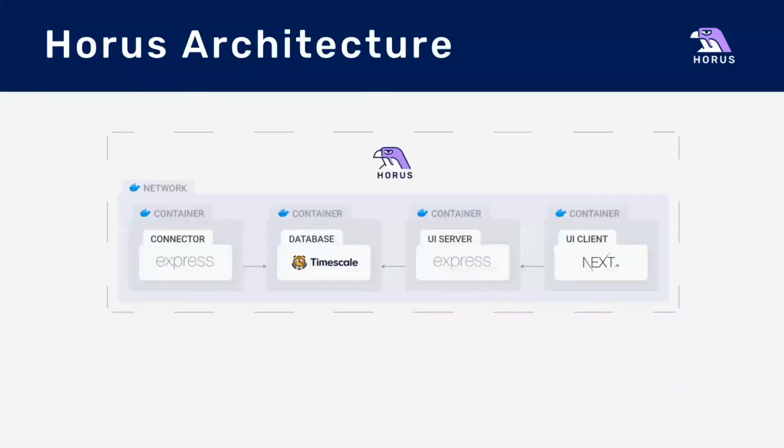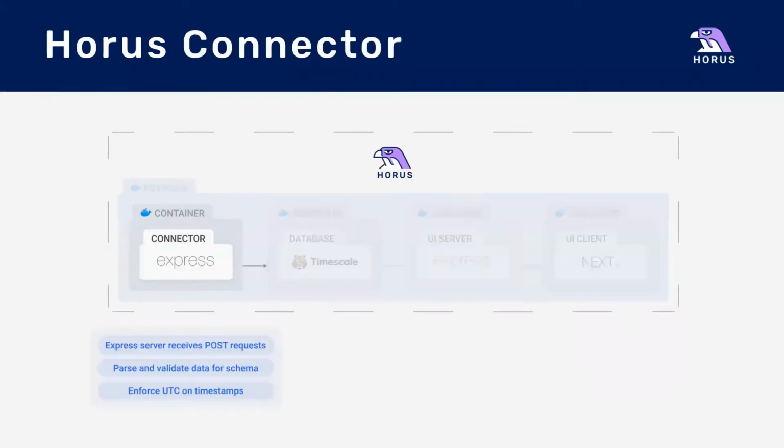Now that we've seen Horus agents, let's start looking at the Horus architecture, at the VPS. That first part was Horus agent, the only part of Horus that sits outside of our VPS. This next one is the infrastructure that lives in the VPS, and there are 4 parts to it. The first part is the connector. It's just an express server that receives post requests to 2 different endpoints, one for metrics and one for traces.